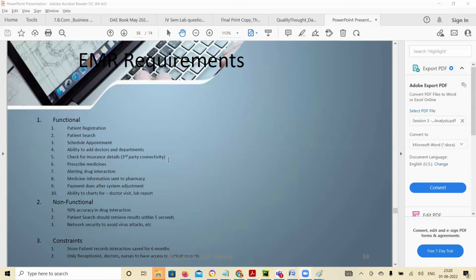So it is about developing a software to manage a clinic, right? And these are the features that your clinic will have.